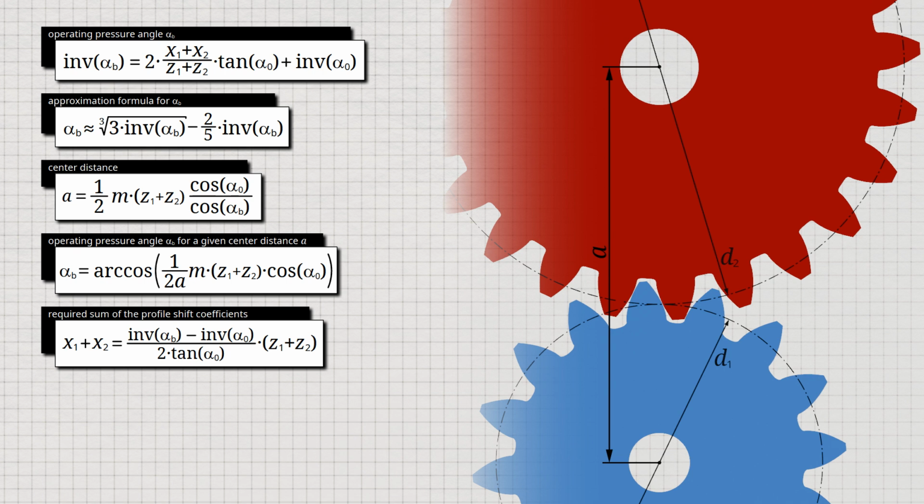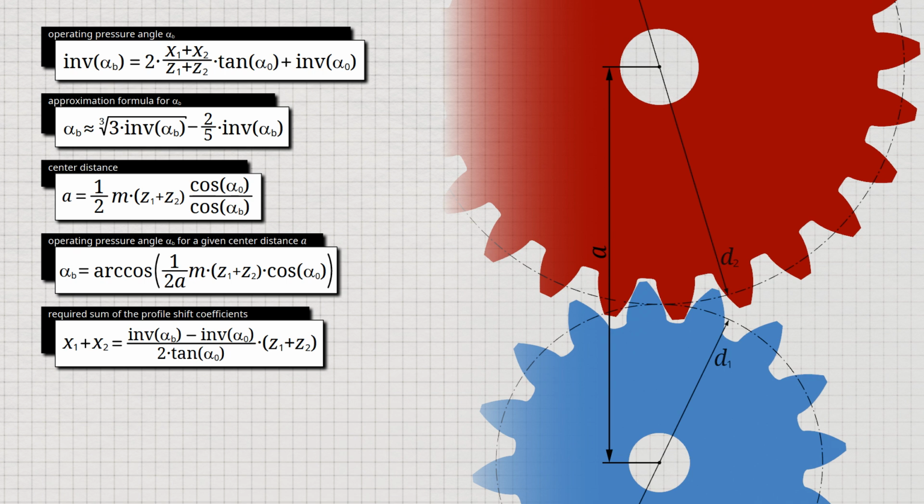However, it makes sense to distribute the profile shift coefficients evenly among the individual gears. The sum of the profile shift coefficients should not be significantly greater than 1. This means that the sum of the profile shift coefficients should not exceed the value of the module. It should be noted that gears can also be manufactured with negative profile shift coefficients.